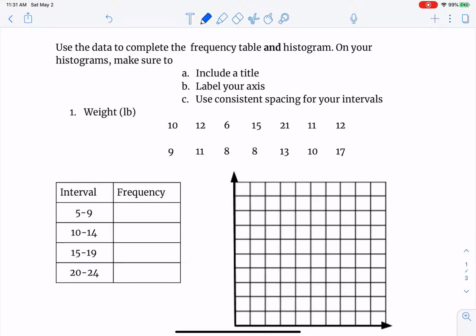In this video, we're going to work with frequency tables and histograms. So in this first question, we're going to use the data to complete the frequency table, which is right here, and the histogram, which we will create here on this coordinate plane. And we want to make sure to do three things: include a title, label our axes, and use consistent spacing for the intervals.